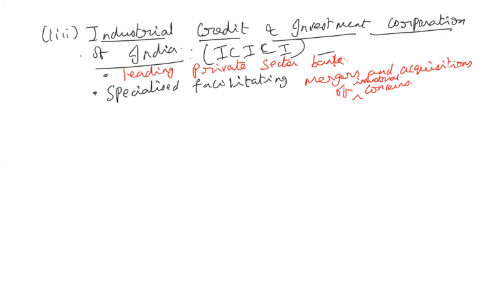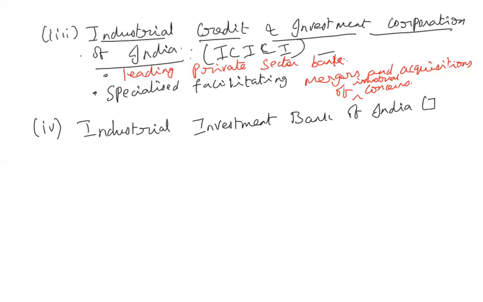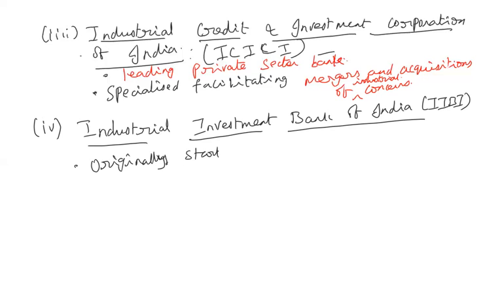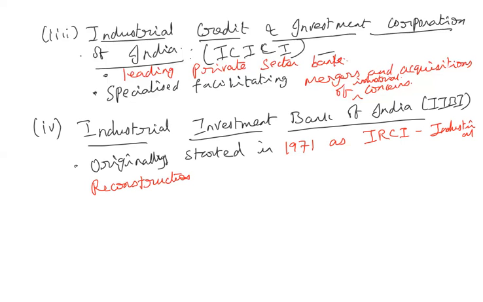And the next one is the Industrial Investment Bank of India, IIBI. The Industrial Investment Bank of India, originally it was started in 1971 as IRCI, that is Industrial Reconstruction Corporation of India. So this is basically, it says the Reconstruction Corporation of India, basically to rehabilitate all the sick units.